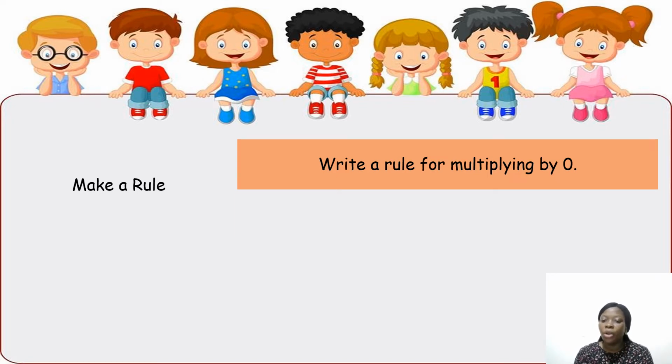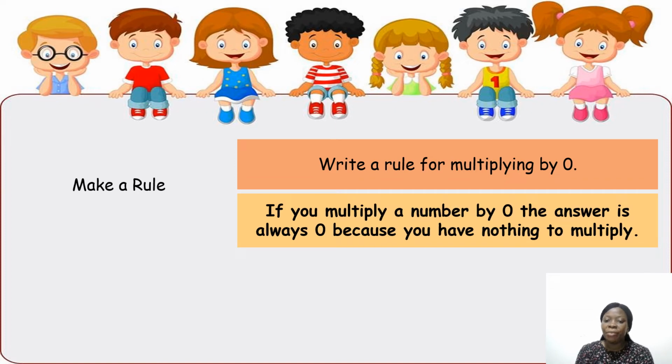Welcome back. What rule did you write? If you wrote that when you multiply a number by 0, the answer is always 0 because you have nothing to multiply, then you are correct and you've been following our lesson thus far. Whenever you multiply by 0, the answer is always 0 because there is nothing to multiply.